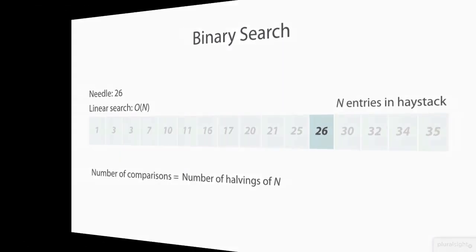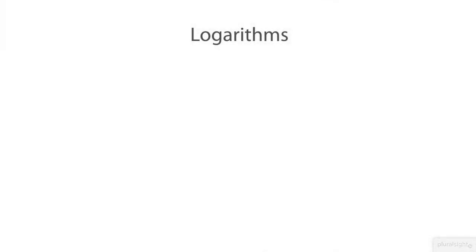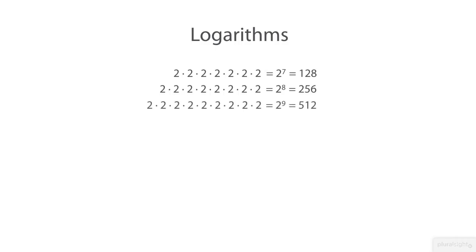Let's spend a moment talking about logarithms and return to our binary search in a short while. So consider the product 2 times 2 times 2 and so on 7 times. Another way to write this is 2 to the power of 7. This is 128, by the way. If we multiply with 2 one more time, we get 2 to the power of 8, which is 256. And one more 2 gives 2 to the power of 9, which in turn is 512.